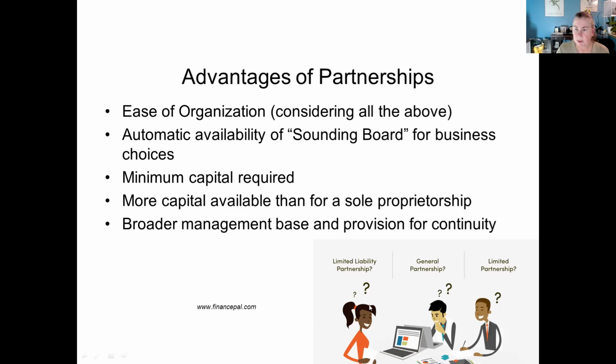So in the corner here, these people are trying to figure out in their partnership what kind of agreement they want to have. And FinancePal.com has some good information on making that choice.